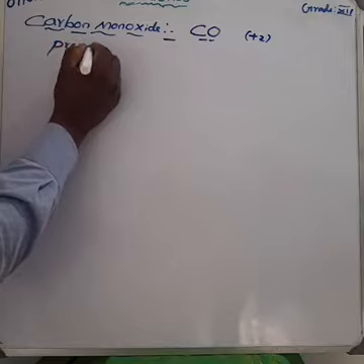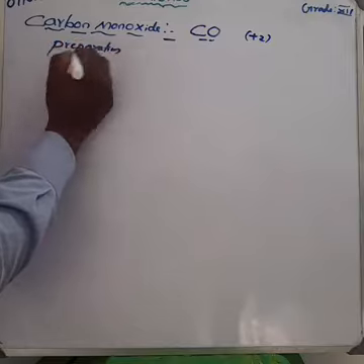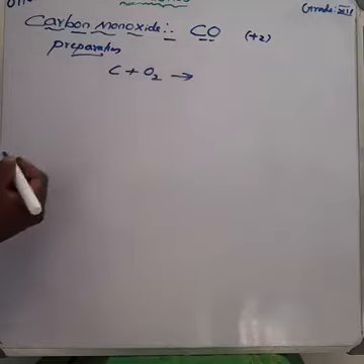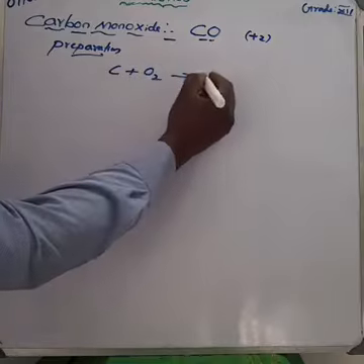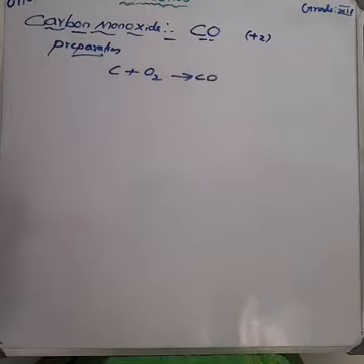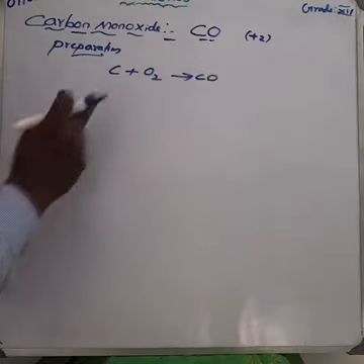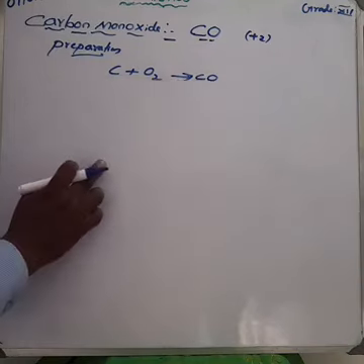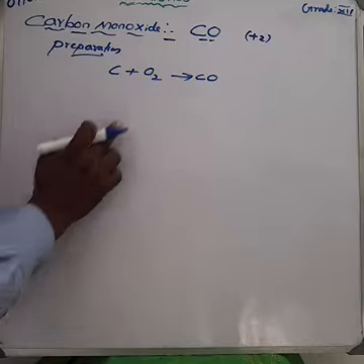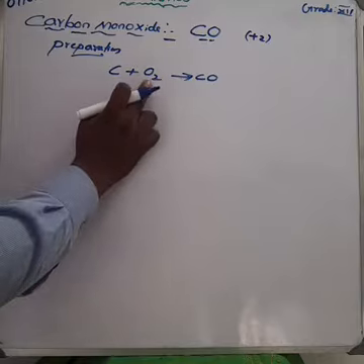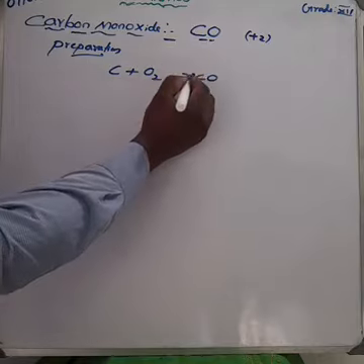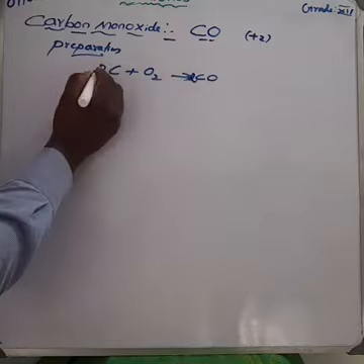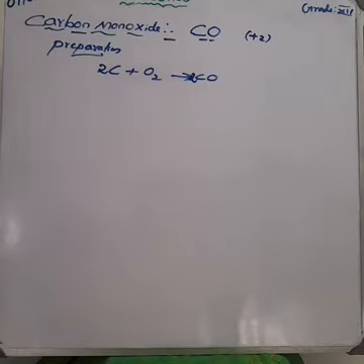Carbon with a limited amount of oxygen reacts to form carbon monoxide. We can write the equation: carbon combines with oxygen, we get carbon monoxide. Here on the reactant side 2 oxygen is there. How to change the product side to carbon monoxide? How much carbon is there? 2 carbon, make it clear, 2 carbon. Now the equation is balanced.